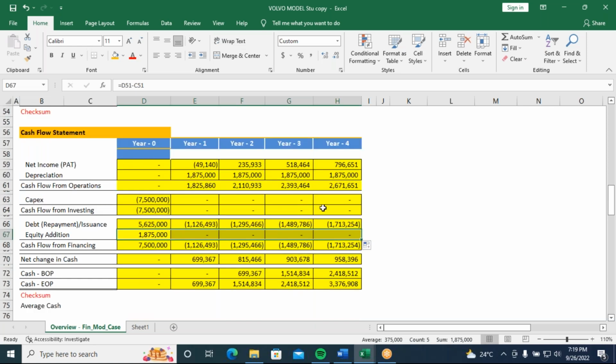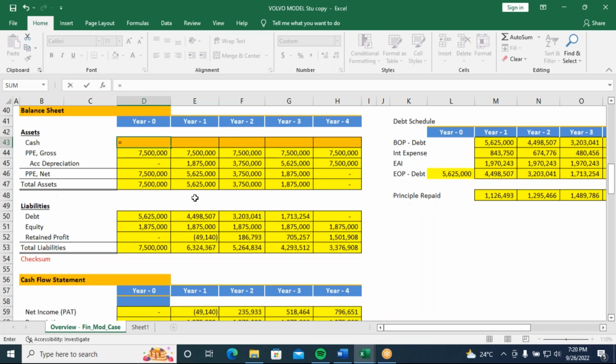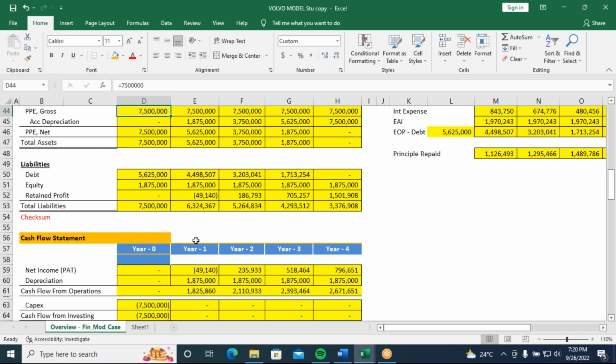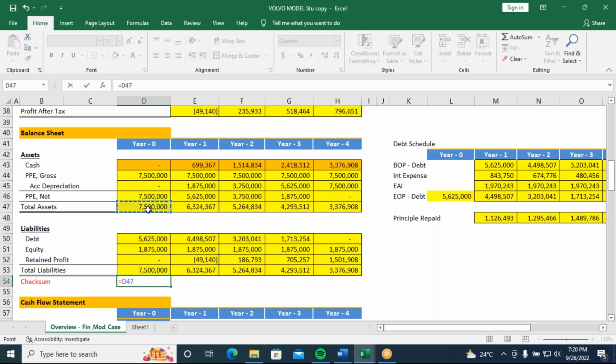So now we have come to know what is the cash that we have by the end of the period. So the same value I have to take in the balance sheet on the cash side is equal to cash at the end of the period. I'll select this and drag it. Now you can see both my assets and liabilities are matching. So if I give checksum is equal to asset minus the liability.